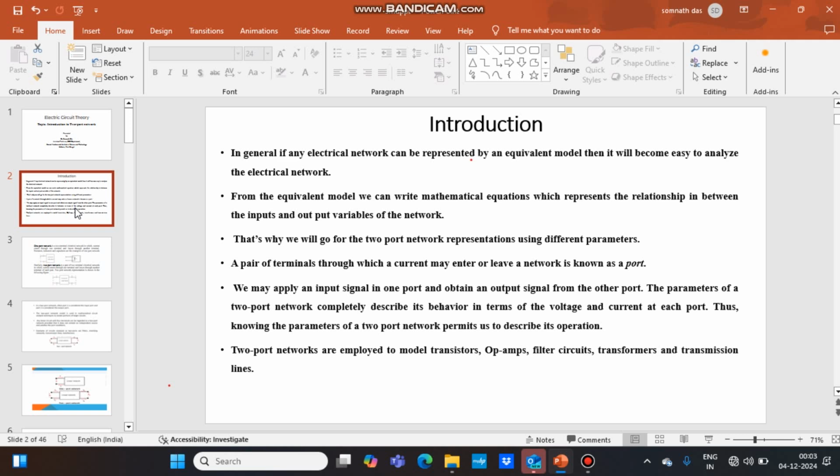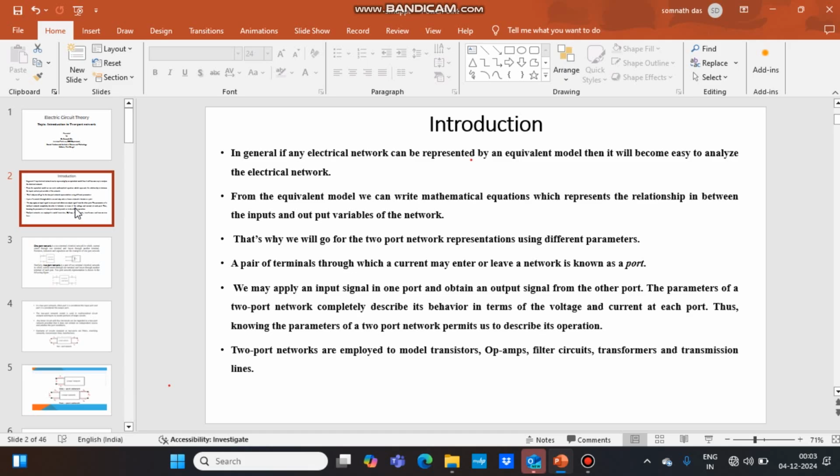Two-port network representation is used to represent a complex electrical network as an equivalent model. If we can make some equivalent model of a complex electrical network, from the equivalent model we can build some mathematical equations. The mathematical equations represent the relationship between the input and output variables of the electrical network. So from the mathematical analysis we can show the behavior of the electrical network.